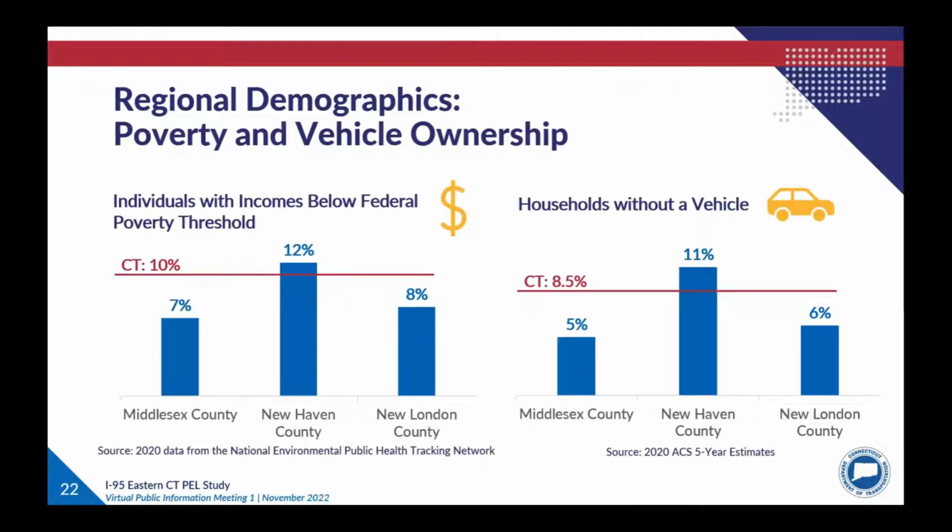In that same sense, we recognize that our study area also includes people whose incomes are below the poverty threshold and households that do not own a vehicle. Again, we see that New Haven County has a higher percentage of individuals below the federal poverty threshold and higher percentage of households without a vehicle compared to the state of Connecticut as a whole.